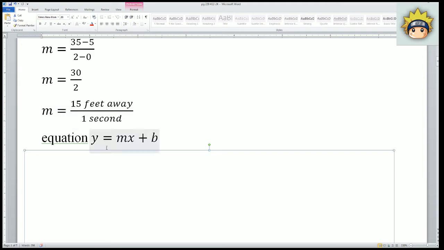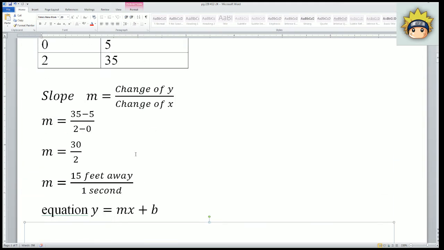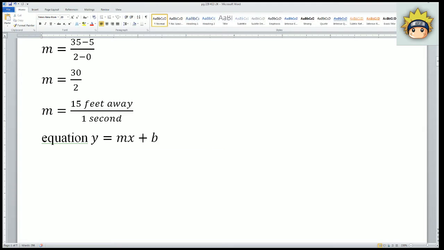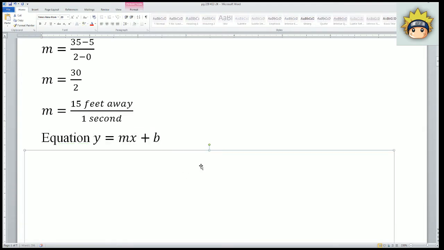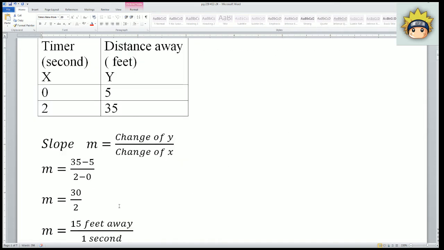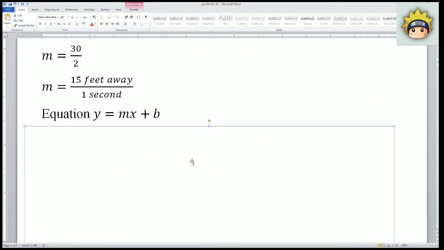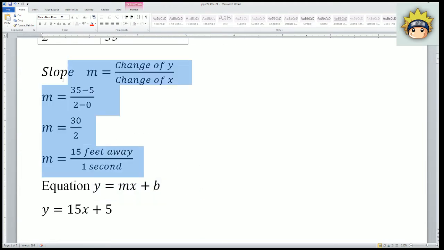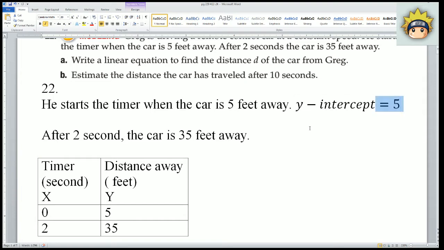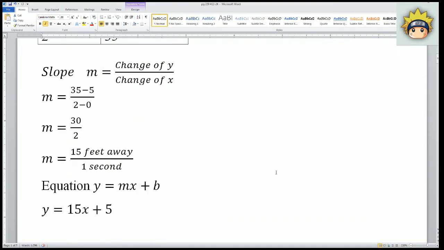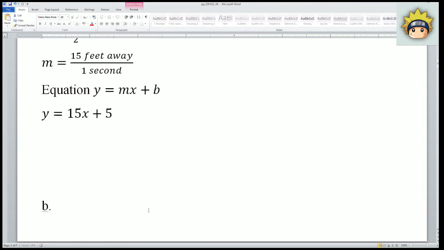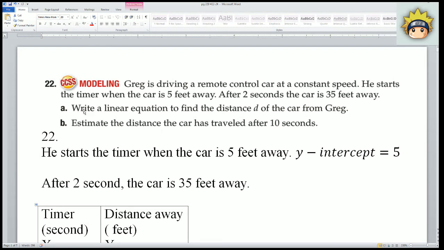Next, I noticed that the equation I need is y equals mx plus b, because it's asking for a linear equation. I have the y-intercept and I have my slope, so I can make that substitution. y equals 15x plus 5. The 15 comes from the slope formula, and the 5 comes from the y-intercept given in the problem. Good. I did A, which is the linear equation.